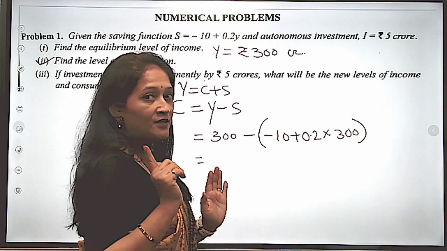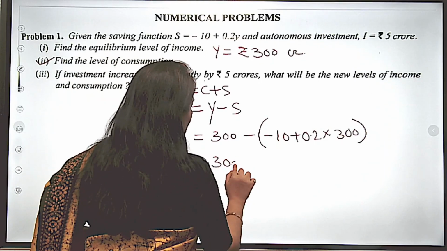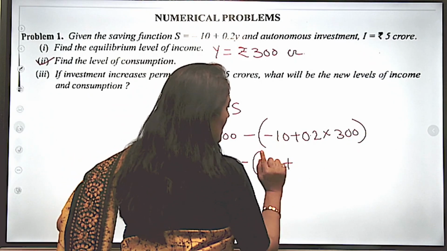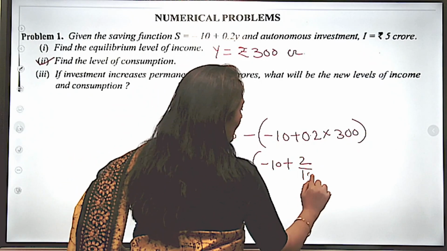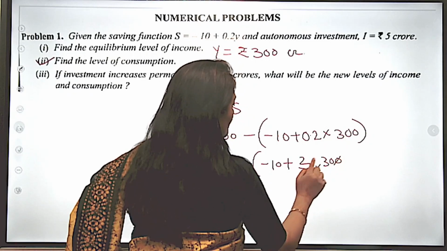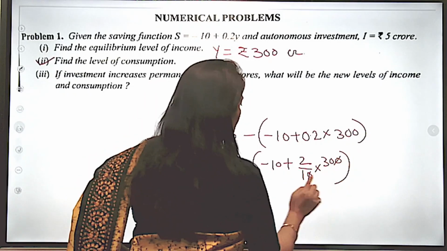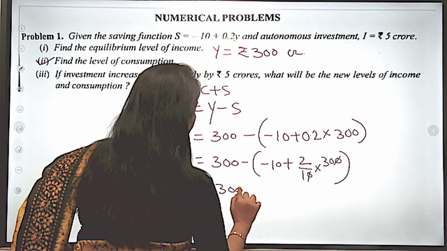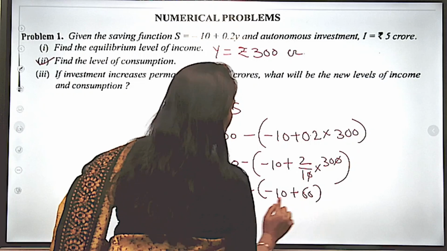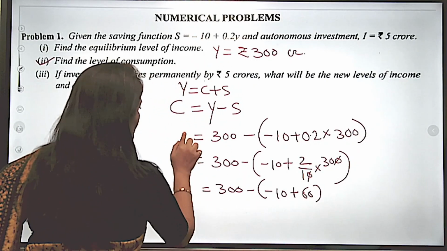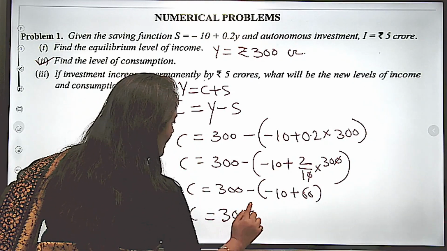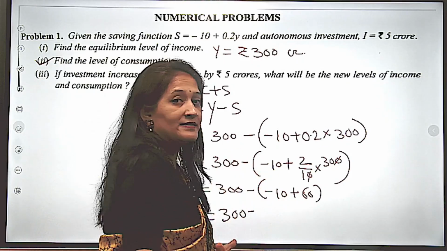BODMAS rule tells us that first we solve the bracket. So 300 as it is, minus, we'll first solve this: minus 10 plus 2 upon 10 into 300. 0 goes away, 3 twos are 60. So we get 300 minus 10 plus 60, right? This is your C. And thus 300 minus 10 plus 60 is 50.